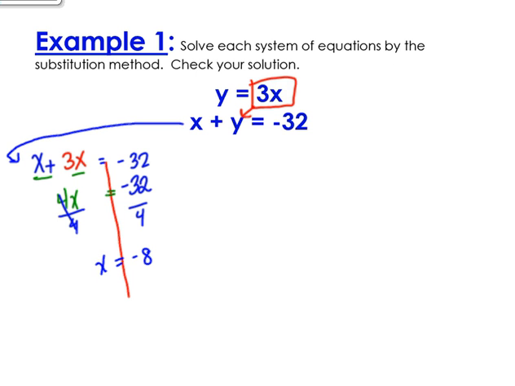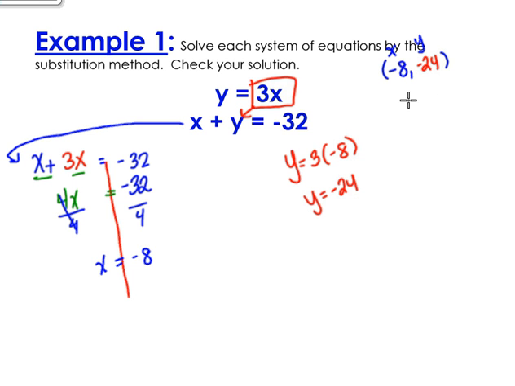Remember, I'm looking for an ordered pair. That's what we did with the graph method. You're trying to find the ordered pair where they cross. So the x value of my ordered pair is negative 8. Now I need to find the y value, and you have options here. You can choose either one of the two original equations and plug it in and solve for y. This one looks easiest to me, so I'm going to plug it in. y equals 3 times x, and x is negative 8. y equals 3 times negative 8, which is negative 24. So my answer, where they cross, is the ordered pair negative 8, negative 24.